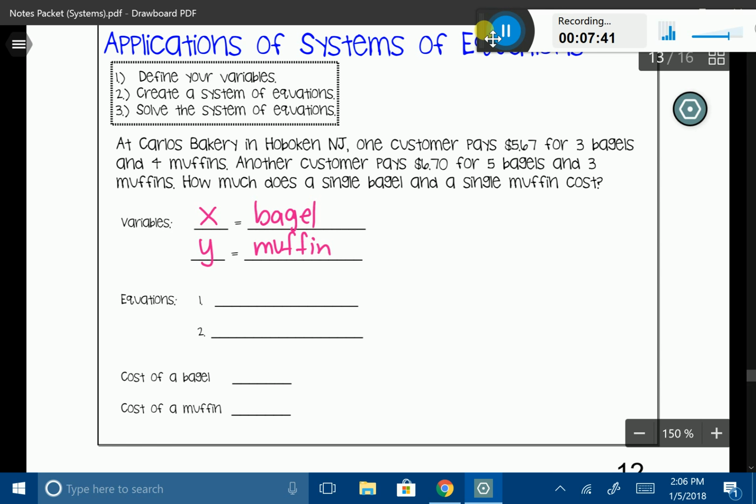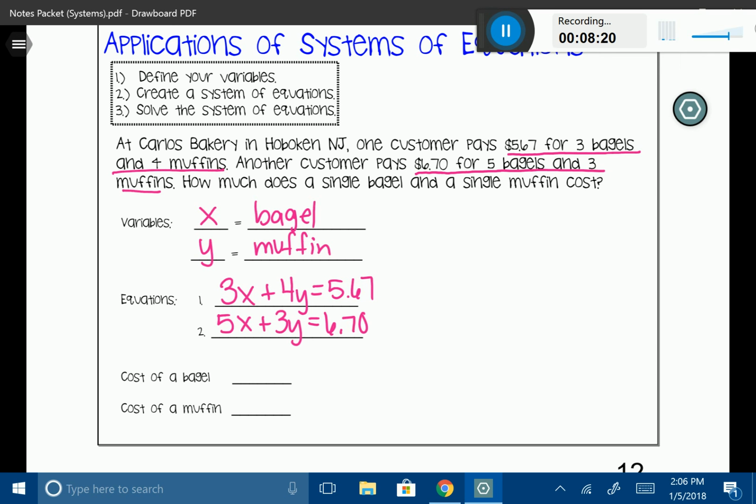One customer paid $5.67 for 3 bagels and 4 muffins. That's going to be my first equation. I'm going to say that 3 bagels, so 3x, plus 4 muffins, 4y, is going to be equal to $5.67. My second equation is going to be my second customer. The other customer paid $6.70 for 5 bagels and 3 muffins. So let's go ahead and put that in there. 5x plus 3y is going to be $6.70.